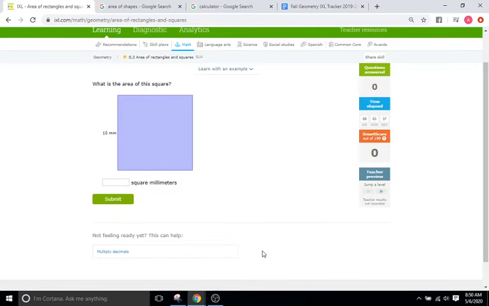Today we will be doing IXL S2, which is really the first time you are diving into area. So we're going to start with the area of rectangles and squares. The area of rectangles and squares is going to be the same formula. You are multiplying the base times the height of the shape.